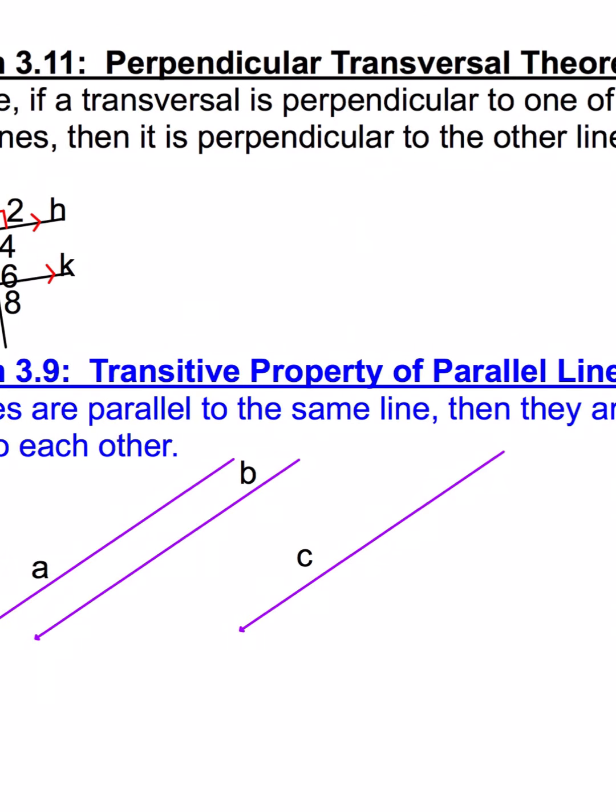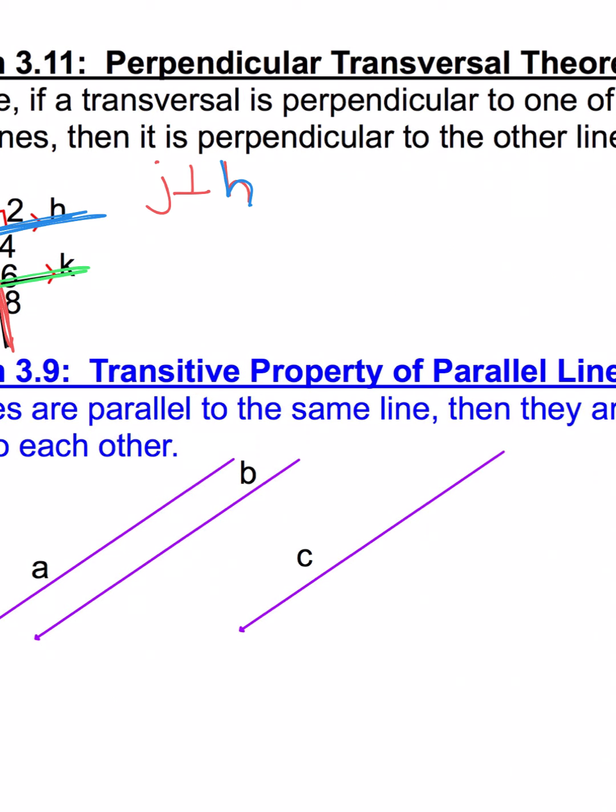Okay, so now we have the perpendicular transversal theorem. It says in a plane, if a transversal, which our transversal here is line J. Let me change the color because I didn't realize I was on black here. Okay, so if we're looking at line J here, if it's perpendicular to one of two parallel lines, so since J is, let's say, J is perpendicular to H, which here's H. Okay, then it's perpendicular to the other line.